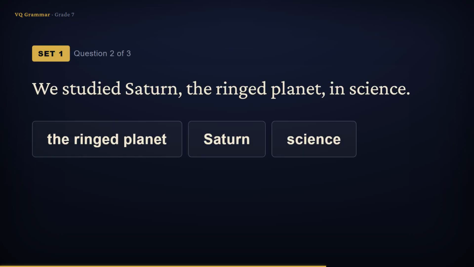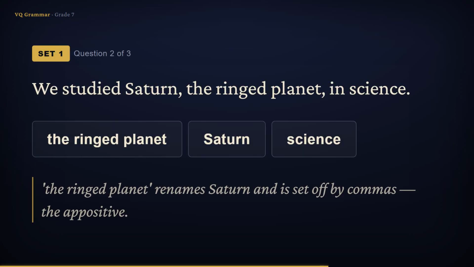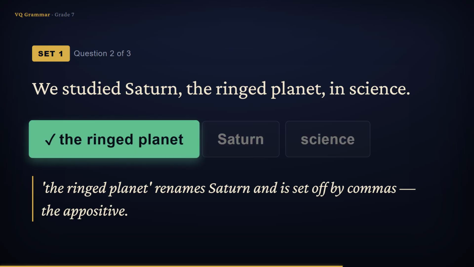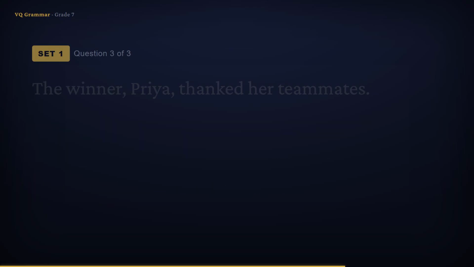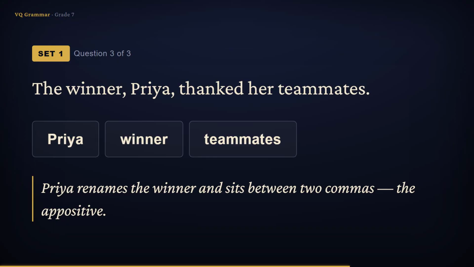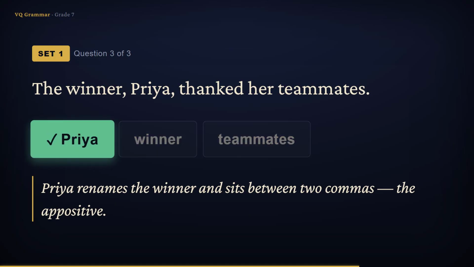We studied Saturn, the ringed planet, in science. Look for the noun that renames another noun. The phrase, the ringed planet, comes right after Saturn and renames it, and it's fenced off with commas. So the answer is the ringed planet. The winner, Priya, thanked her teammates. Which noun renames the noun beside it? Priya sits right after winner and tells us exactly who the winner is, boxed in by 2 commas. So the answer is Priya.